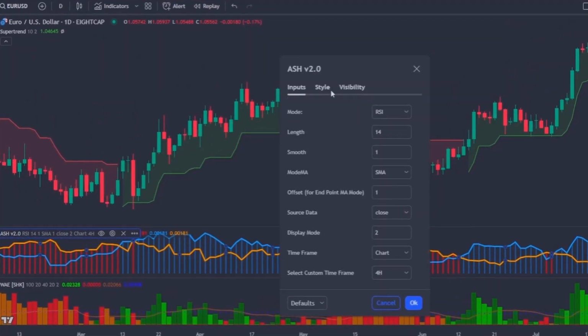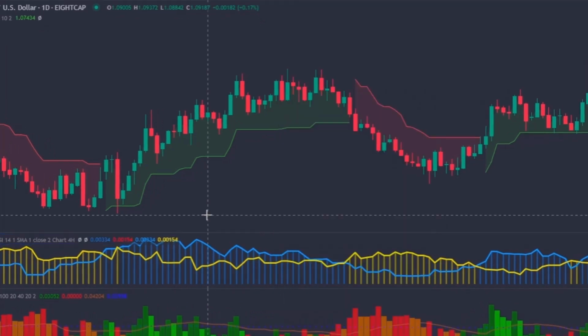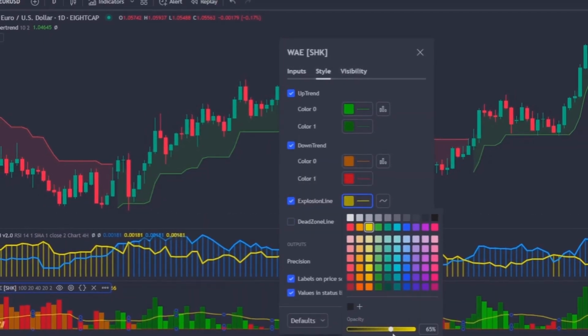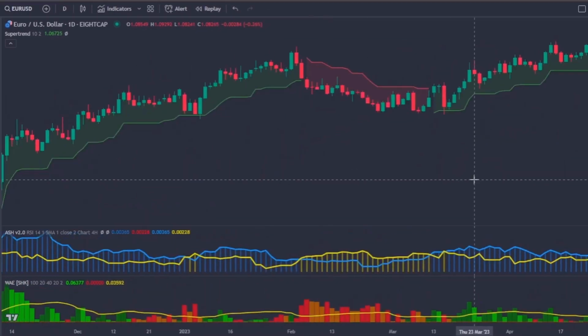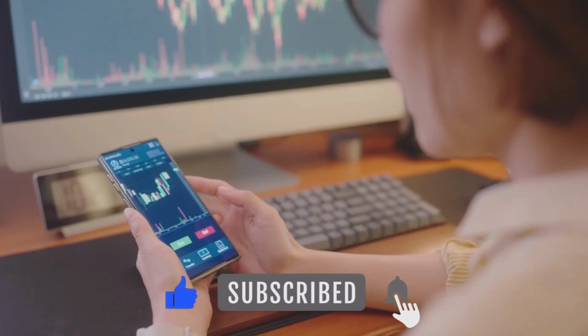Now, I will just change a bit the style of the indicators to make the signals easier to visualize. But here, you have entire freedom to mess with the colors and size of the lines as much as you like. And now, we are ready to move on. This strategy is as simple as hitting the subscribe button.